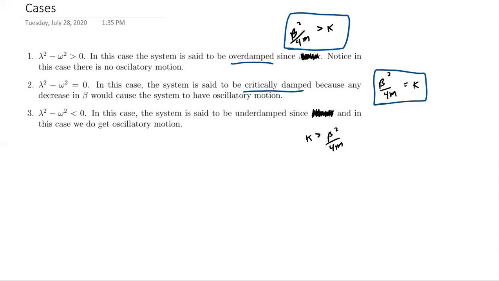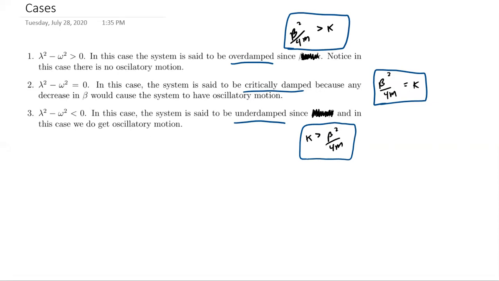So that's why we say it's critically damped, because it's at this critical point where beta is exactly perfect so that lambda squared minus w squared equals 0. And if beta were even a little bit smaller, we would be in case 3, right? So what is case 3? Lambda squared minus w squared is less than 0. Again, this is what's inside the square root, so that means that we're going to get complex roots. In this case, the system is said to be underdamped. Equivalently, in terms of k, beta, and m, k is greater than beta squared over 4m.